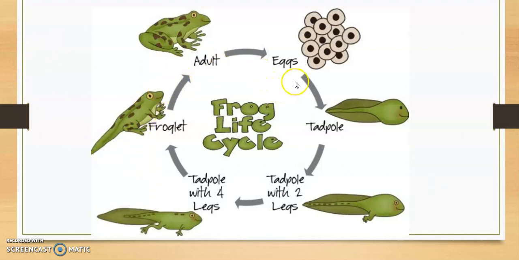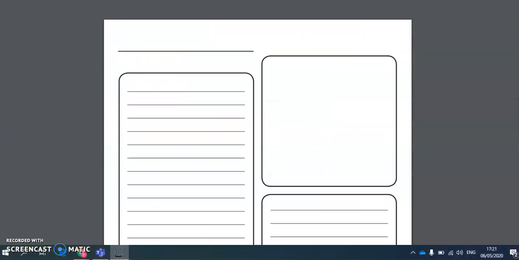Can you see? If we start here with the eggs, they become a tadpole, and then we have a tadpole with 2 legs, although we can only see one here, the other one's hiding the other side. A tadpole with 4 legs, then a froglet. Can you see the tail is still there? Remember, that's where it gets all its nutrients from. And then after a couple of years, they become an adult. Lots of interesting facts there about amphibians.